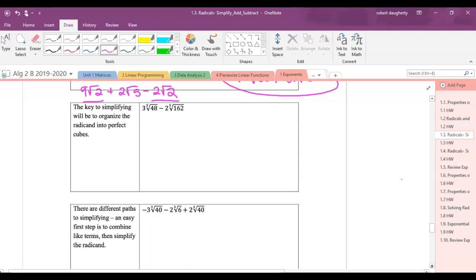Simplifying, 3 times the cube root of 48 minus 2 times the cube root of 162. So the key here is I've got cube roots. Can I organize what's under the radical into perfect cubes?